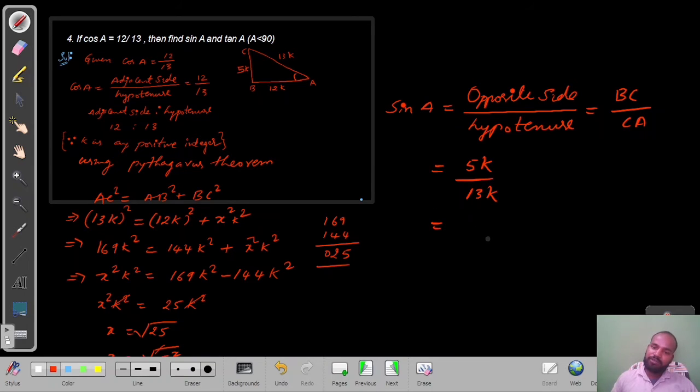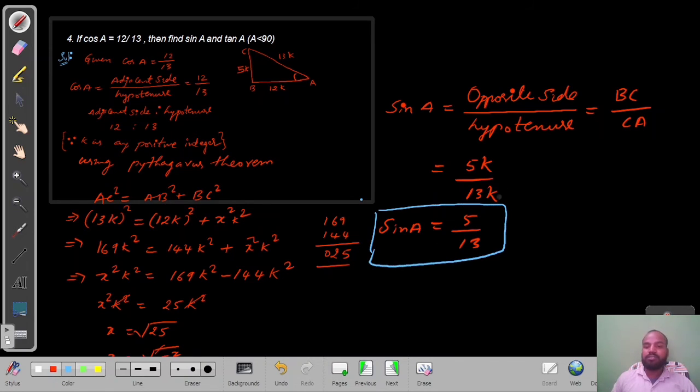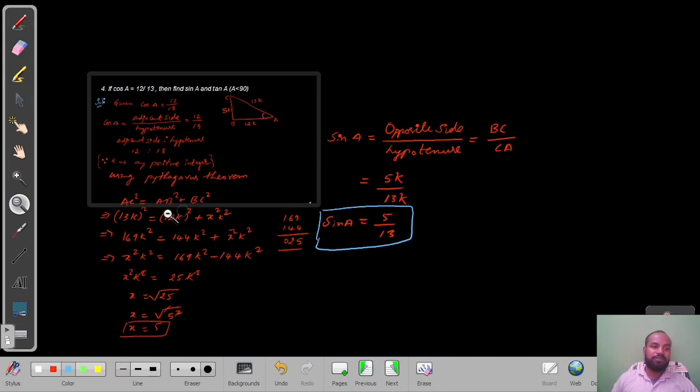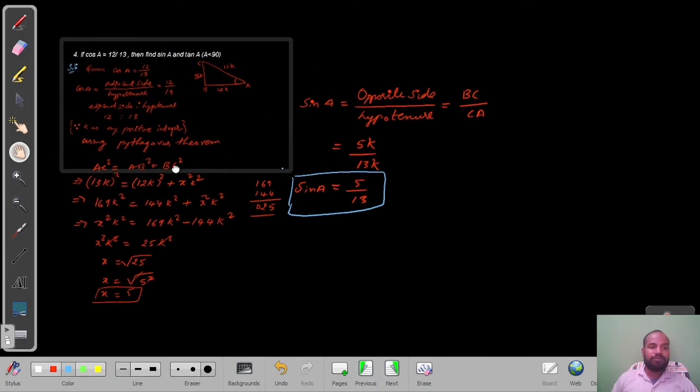So if I remove the k, then I will get 5 by 13. This is the sin A value. So we got the sin A value as 5 by 13. Next, our duty is to find the tan A value. So now we are going to find tan A value.